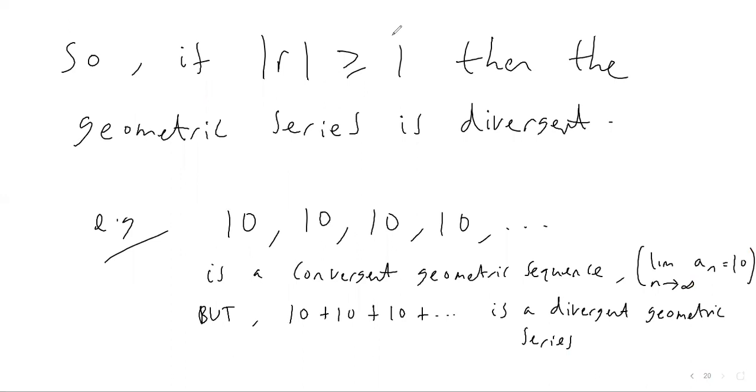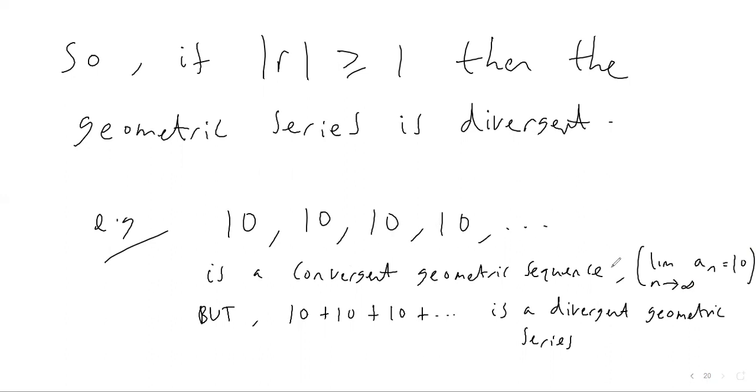However, if you have a sequence with a common ratio bigger than or equal to 1, then the series is divergent. If you have a ratio of 2, your numbers are getting bigger and bigger. You're multiplying each number in your sequence by 2. So your series is getting bigger and bigger and bigger. It's diverging to infinity, basically. And this one as well here: 10, 10, 10, 10.